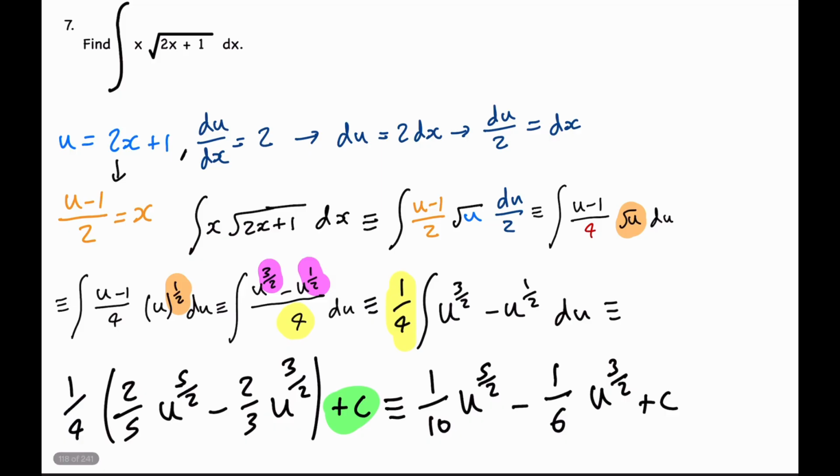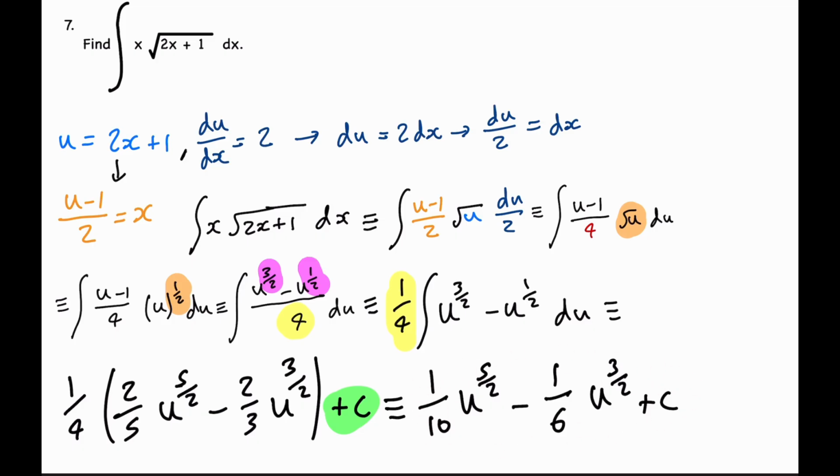And if we multiply both terms by the 4, so open up the brackets basically, we get 1 over 10 times u to the power 5 over 2 minus 1 over 6 u to the power 3 over 2 plus c. Very nice and expanded out.